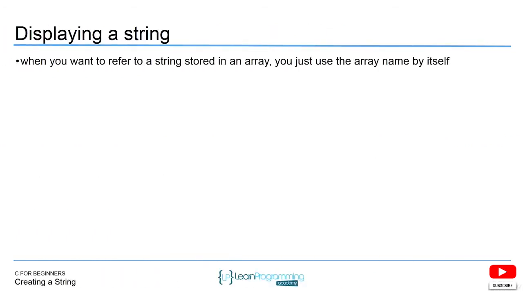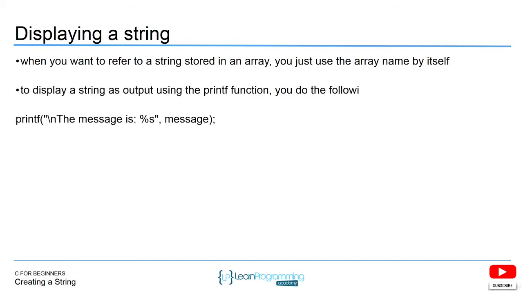As far as displaying a string as output, we're still going to use that printf function. When you want to refer to a string anywhere in your program, you just use the array name by itself. You don't have to specify indices, because an index inside the array is going to specify a single character. If you want the entire string, you just use the array name. So if you're using the printf function to display output, you would just do the following. Inside the double quotes, you would use %s as your format specifier, and then just the name of the character array. So you don't treat it like other arrays when you want to access it. Just the name, no actual indices or brackets.